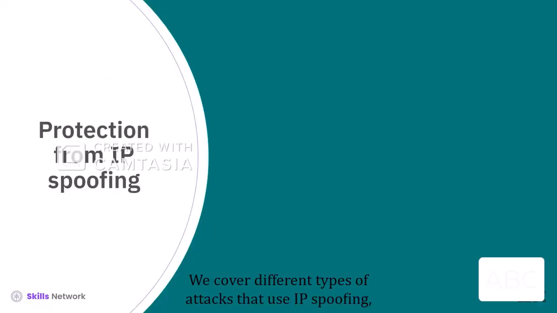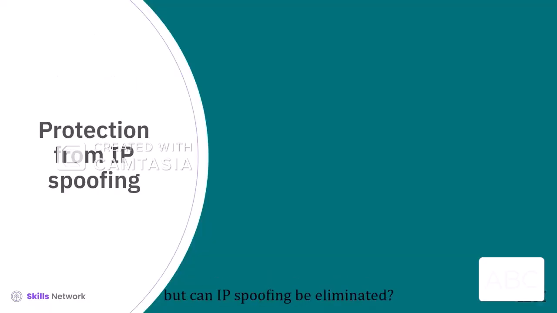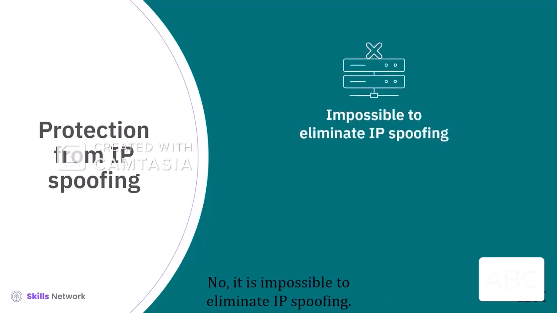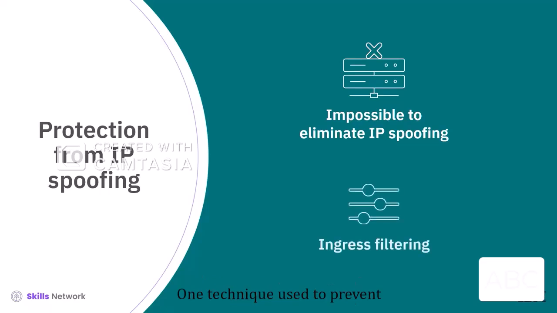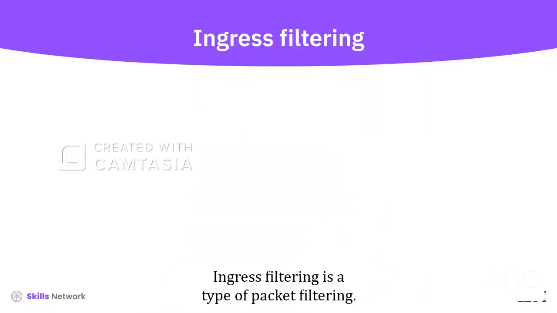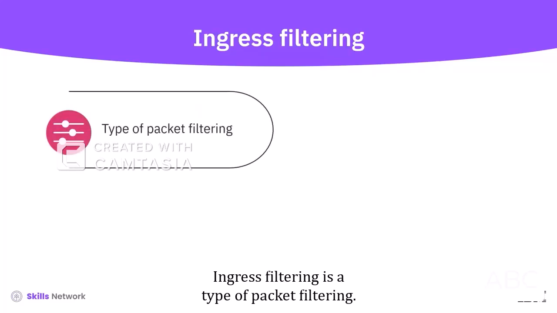We covered different types of attacks that use IP spoofing, but can IP spoofing be eliminated? No, it is impossible to eliminate IP spoofing. However, you can minimize the penetration of forged packets into a network. One technique used to prevent IP spoofing is ingress filtering. Ingress filtering is a type of packet filtering.